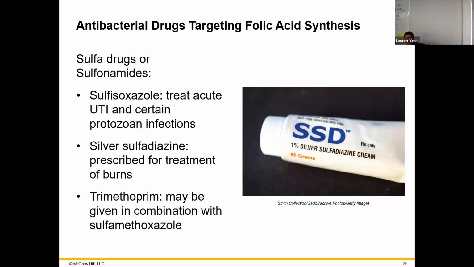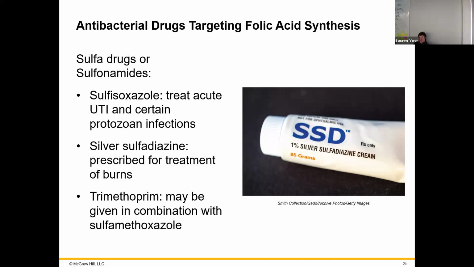Moving on to our folic acid synthesis blocking drugs. Our big ones are the sulfa drugs. So the sulfas are the ones that block folic acid synthesis. They often do this by non-competitive or competitive inhibition of one of the enzymes involved in the folic acid synthesis pathway. So they're literally blocking enzymes that function for the bacteria to make folic acid. And here are our major groups of sulfas.